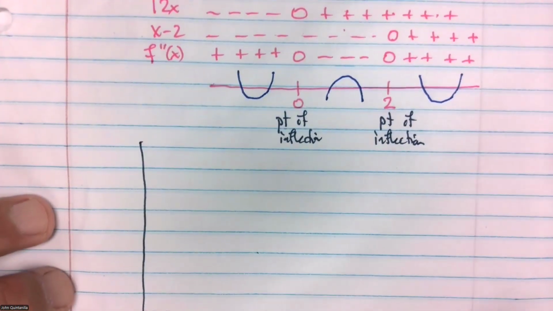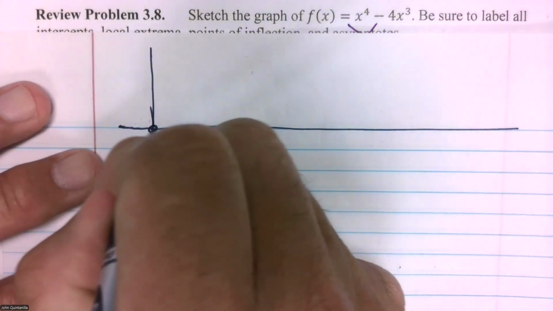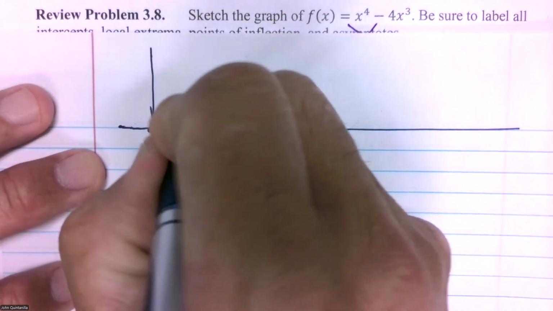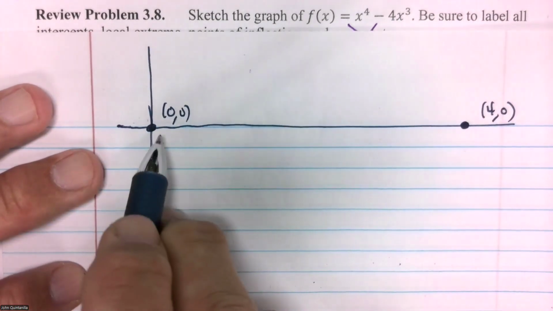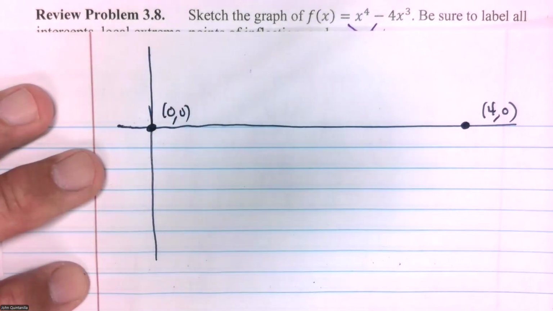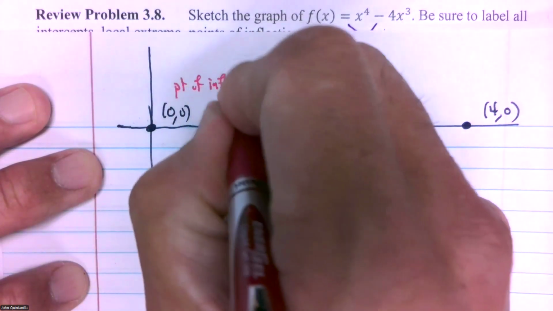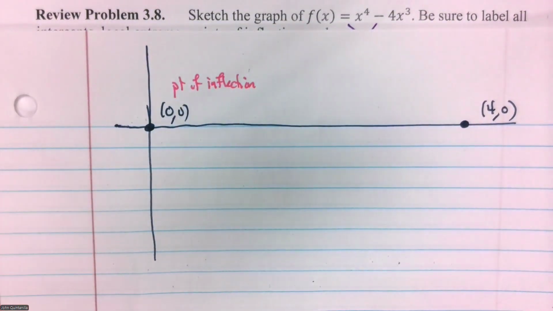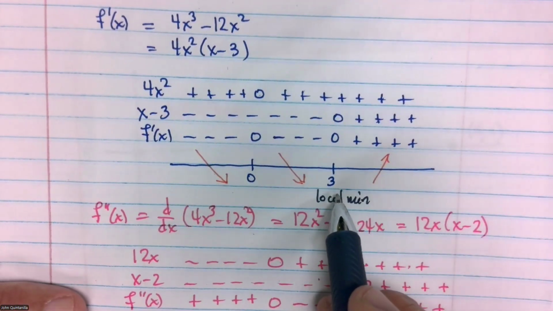It's probably a really bad sketch. Let me start over again. So I know that I have intercepts at 0, and I also have an x-intercept at 4, and I also know that 0 is a y-intercept. I also know that this is going to be a point of inflection. I also know that the number 3 is going to be a local minimum.